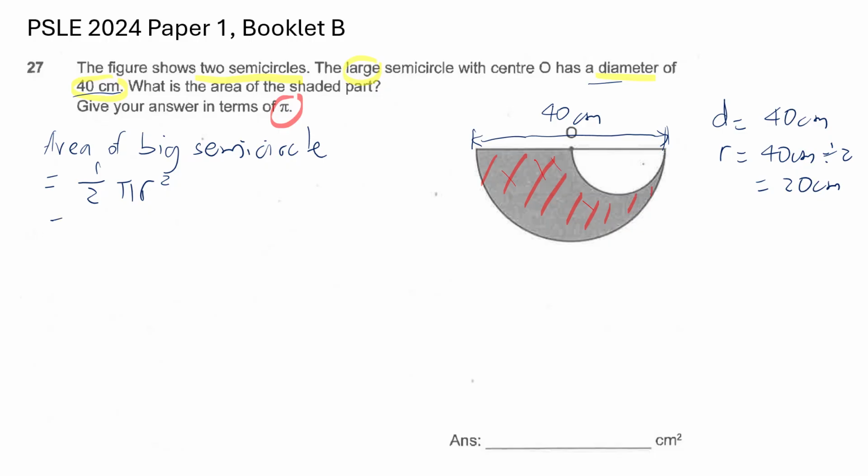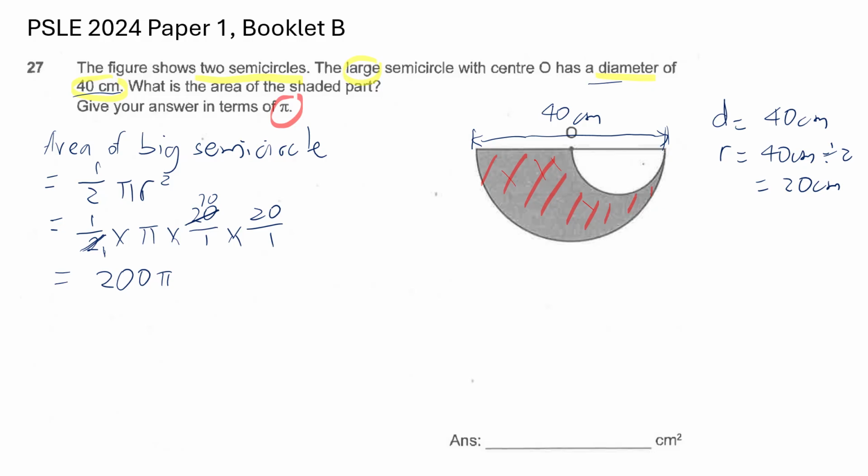Okay, with that, let's try to fit in the numbers. So half times pi remains as pi. Radius will be 20 over 1 times 20 over 1. Let's try to simplify. Divide this 2 by 2 gives you 1. Divide this 20 by 2 gives you 10. Okay, so the area of this big semicircle will be 200 pi.